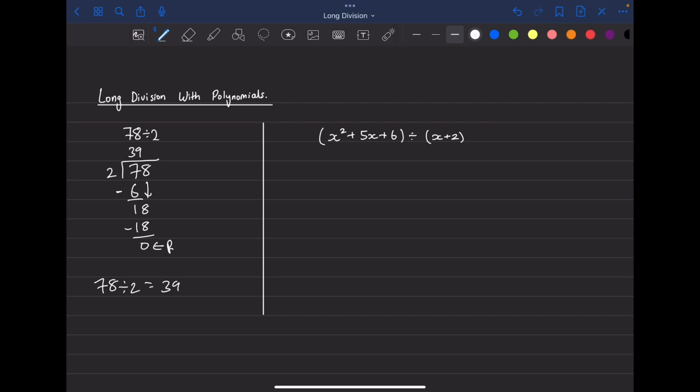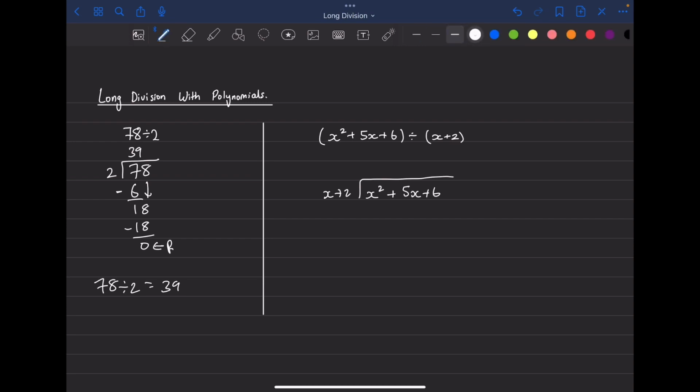For polynomial division, it is basically the exact same thing. So first, let's set it up like we did with the numerical question. So x squared plus 5x plus 6 divided by x plus 2. All I did, once again, was just set it up, putting the divisor outside and the dividend inside the sign of division. But yeah, so from here, let's once again do the exact same thing.